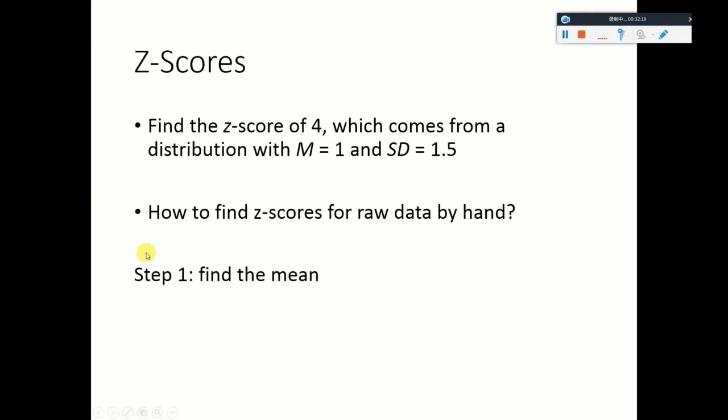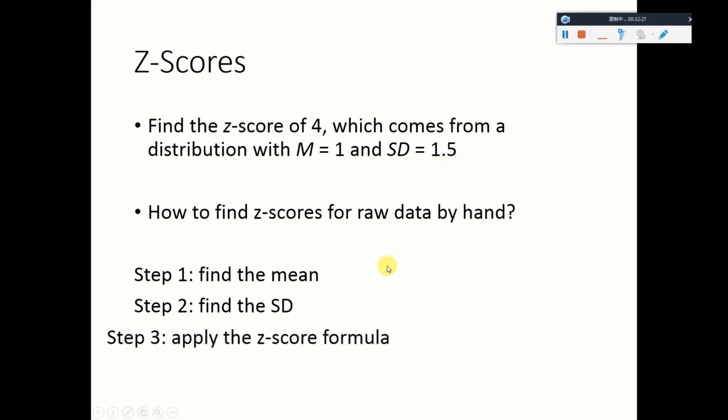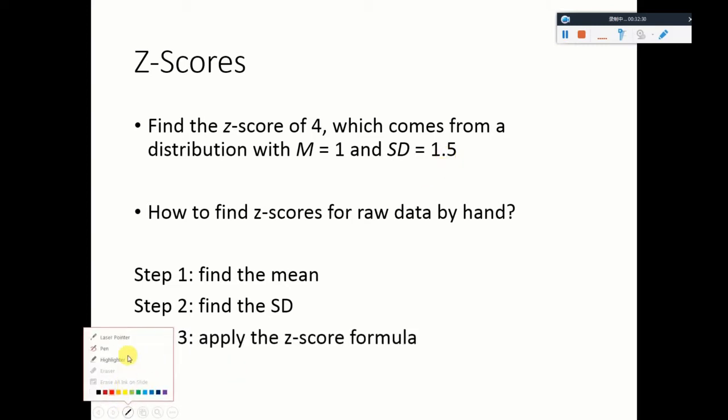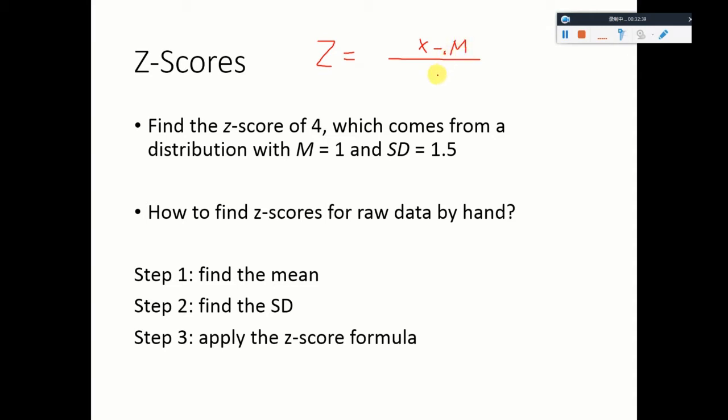So the first step is find the mean, right? We know the mean. That's 1. The second step is find the standard deviation. We know the standard deviation here, right? And apply the z-score formula, which is z-score equals x, the value, minus the mean, divided by standard deviation. Okay, so here it will be 4 minus 1, the mean, over the standard deviation 1.5. So it will be 3 divided by 1.5. Z-score is 2. Easy, huh?